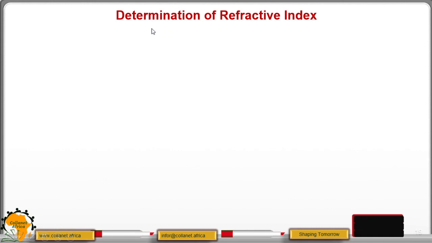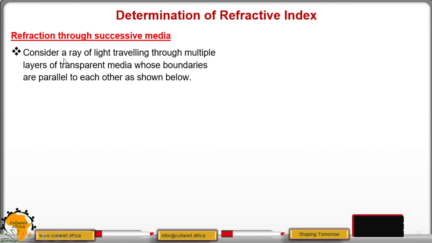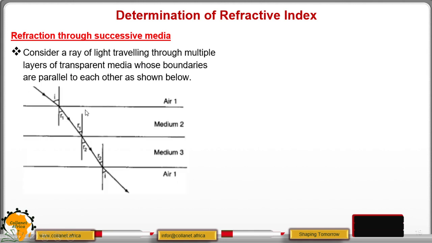We are going to continue with the determination of refractive index, but in this case, we are going to look at the refraction through successive media. Now consider a ray of light that is traveling through multiple layers of transparent media whose boundaries are parallel to each other as shown in this diagram.